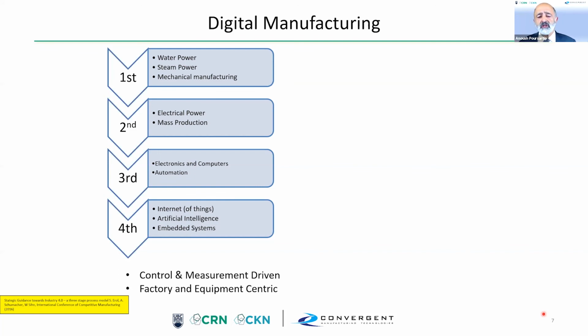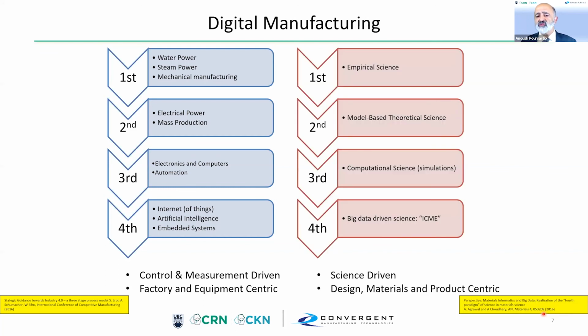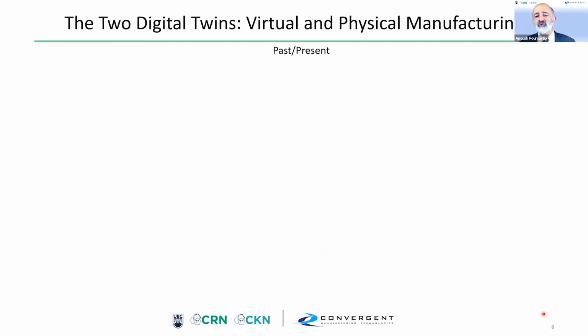A totally comparable and equal view is to take a science-based view, where the first revolution was empirical science. We moved to model-based theoretical science. We're now coming out of computational science and entering a world of big data-driven science, integrated computational materials engineering. So very much a design, materials, product-centric view. And obviously these two views must come together. And so we think of it in terms of a digital twin.